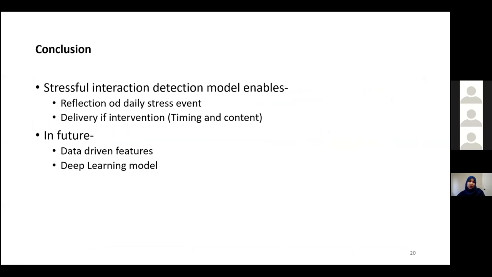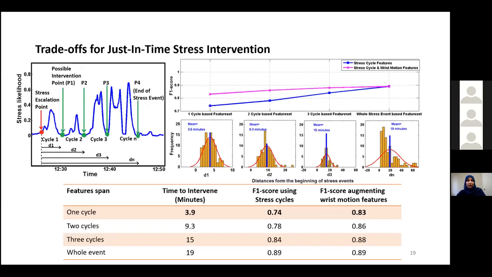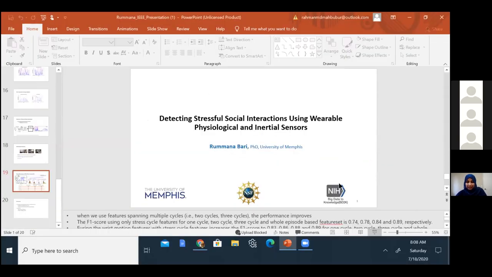That was my presentation. This stressful interaction model can enable reflection on our daily stress events, and we can design an intervention technique in terms of timing and content. Also in future, if this work is expanded, we can use more data-driven features or use complex models like deep learning models. We are all aware of deep learning. There is a hype of deep learning at this stage. So we can use such models to better detect these stressful moments. Thank you. If you have any questions, I would be happy to answer.